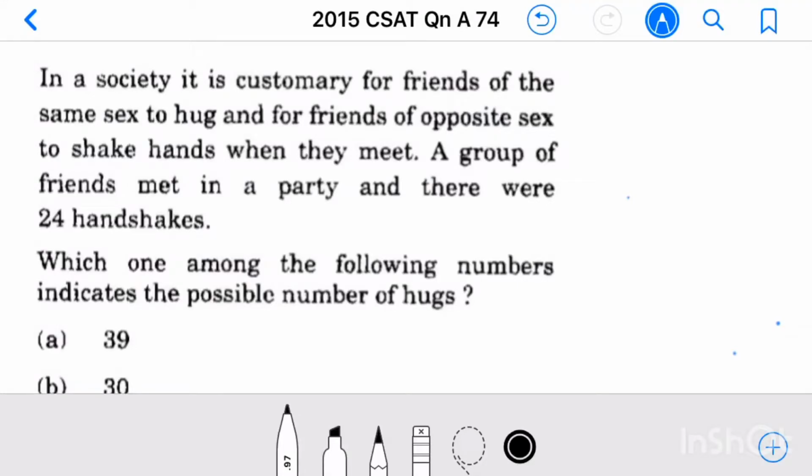Question number 74. In a society, it is customary for friends of the same sex to hug and for friends of opposite sex to shake hands when they meet. A group of friends met in a party and there were 24 handshakes. Which one among the following numbers indicate the possible number of hugs?